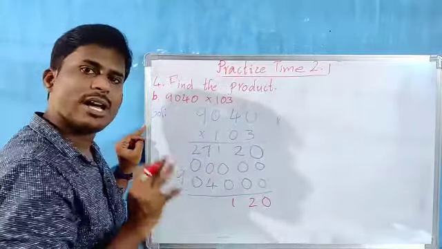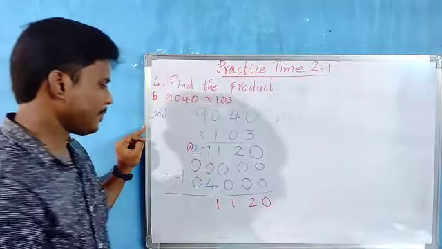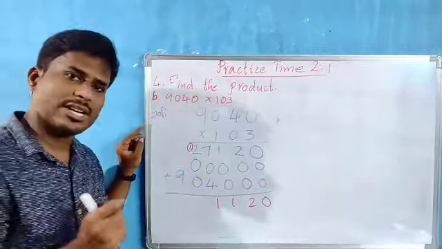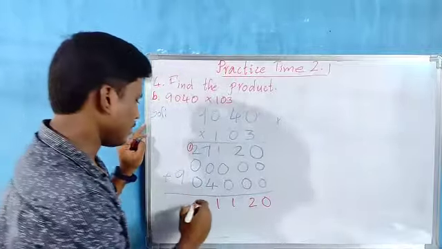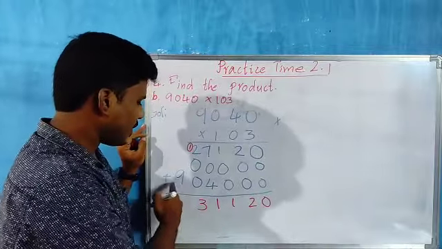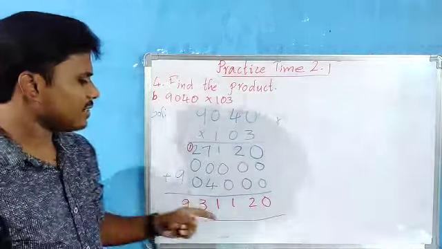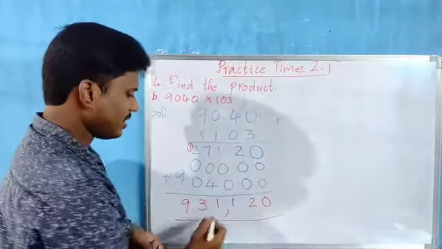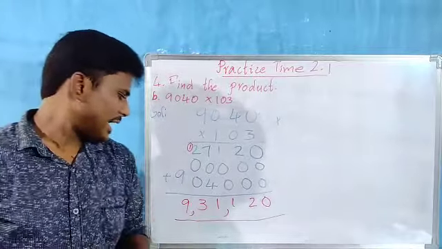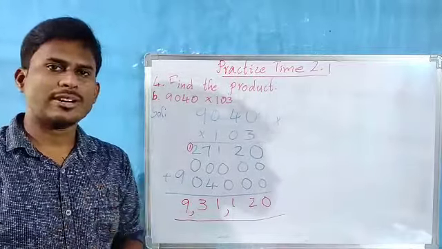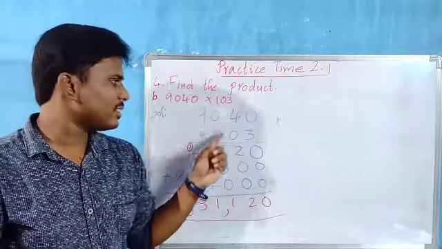Now 7 plus 4, 11. 11 means 1 here, 1 regroup to the next place. Now 2 plus 1, 3. Now 3 plus 0, 3. And 3 plus 0, again 3, children. No regrouping here. And last we have only 9, placing here. So let us complete this by inserting commas. 1s, 10s, 100s, 1000s, 10,000s. So we got the answer as 931,120, children.